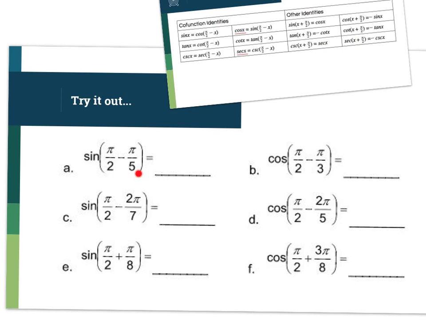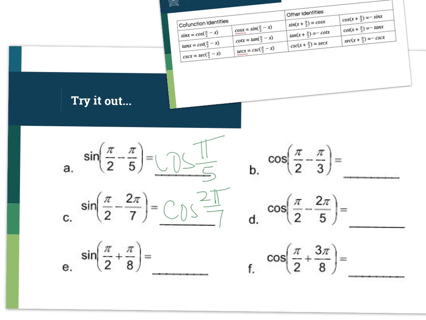So looking at A, we have sine of pi by 2 minus pi by 5. So sine of pi by 2, right here, minus some x value, say pi by 5, is actually the cos of that same value. So sine of pi by 2 minus pi by 5 is equal to cos of pi by 5. Similarly, in the next question, sine of pi by 2 minus 2 pi by 7 is equal to cos of 2 pi by 7.